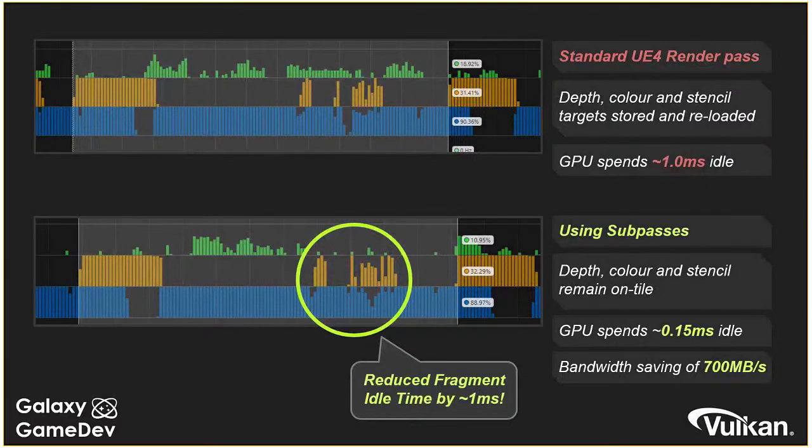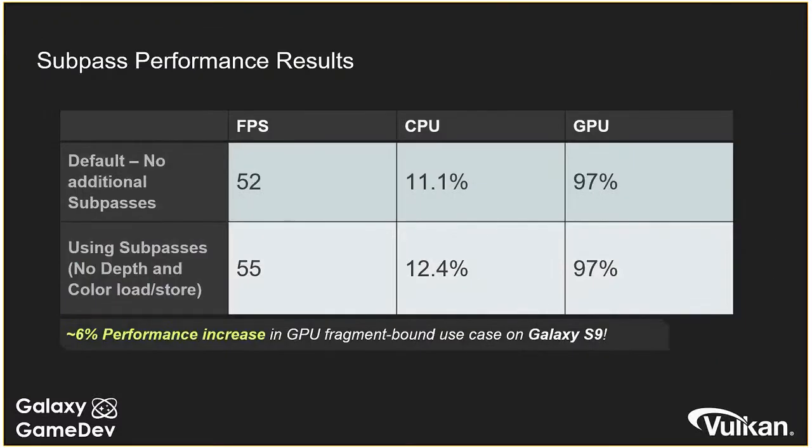The other major thing is the bandwidth saving. So we've now just basically saved 700 megabytes per second, which is quite a substantial chunk of our overall bandwidth budget. When we look at the performance impact here, we've gone up from 52 to 55 frames per second. It's not a massive increase, but when you're at the very limit of what you're trying to do to optimize your game, even getting a 6% increase like that can be really substantial.